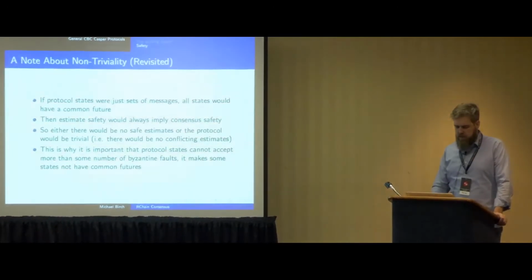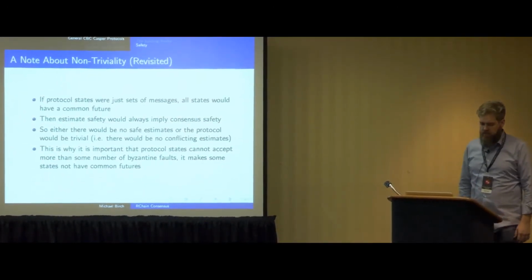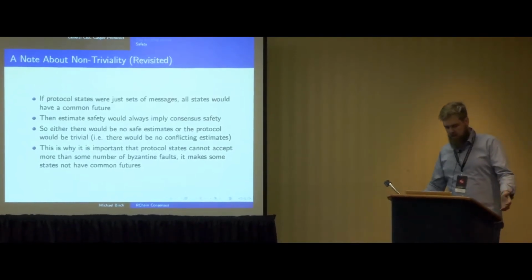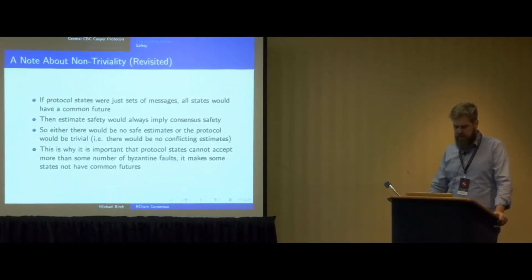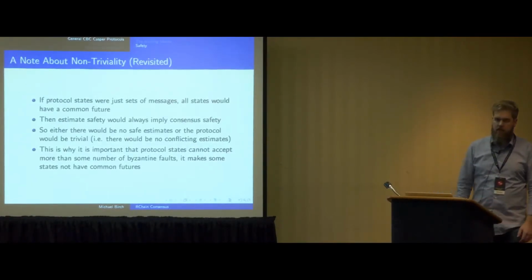If protocol states were just sets of messages, all states would have a common future. Estimate safety would always imply consensus safety, so either there would be no safe estimates or the protocol would be trivial. This is why it's important that protocol states cannot accept more than some number of Byzantine faults. That makes some states not have common futures.